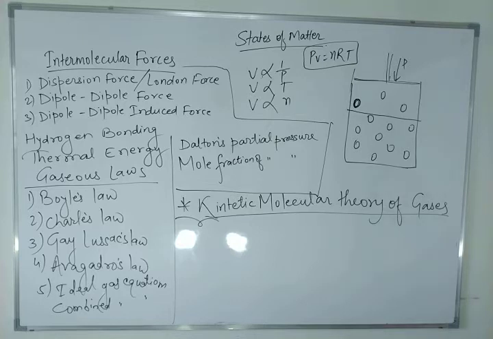So the first postulate of the kinetic molecular theory of gases is that gases consist of a large number of identical particles, atoms or molecules, that are so small and so far apart that the actual volume of the molecules is negligible in comparison to the empty space between them. So they are considered as point masses. This assumption explains the great compressibility of gases. This was the first postulate. Now we are moving towards the second postulate.